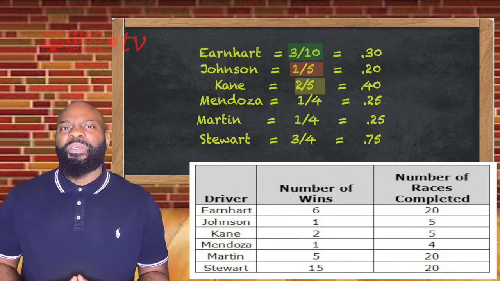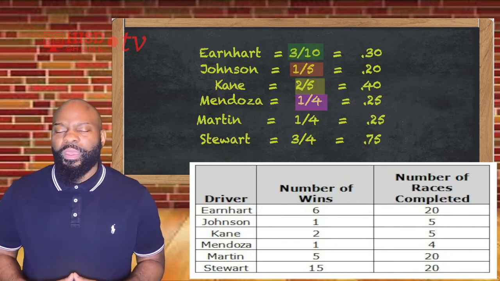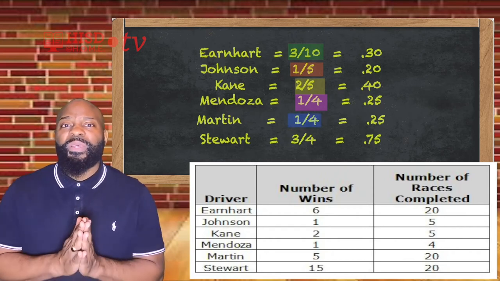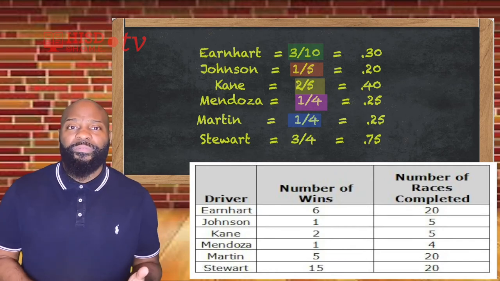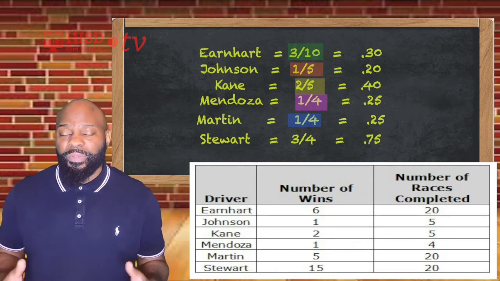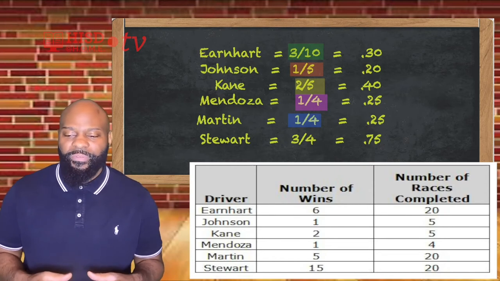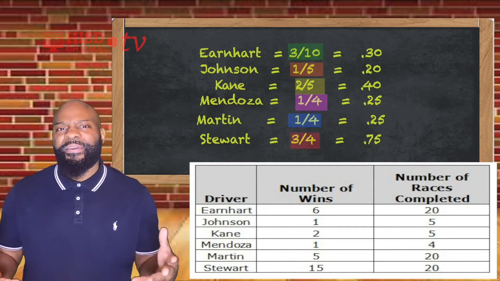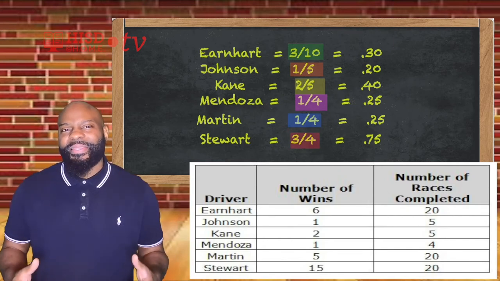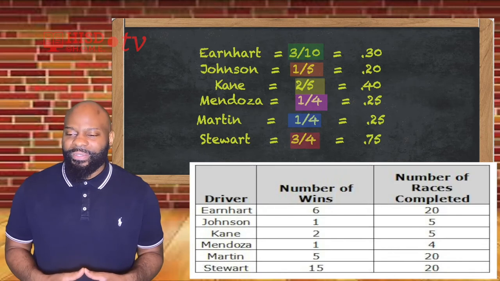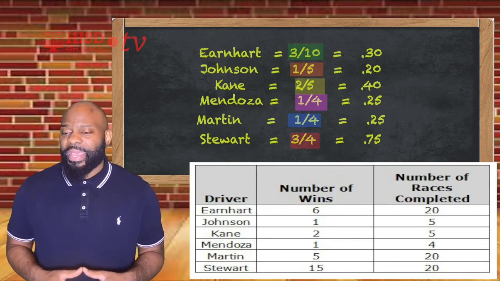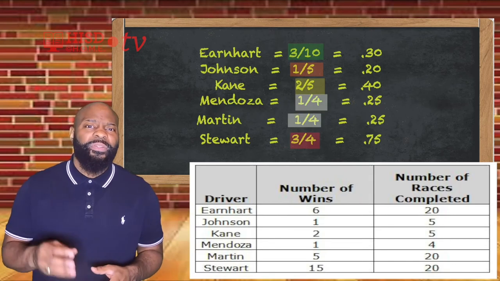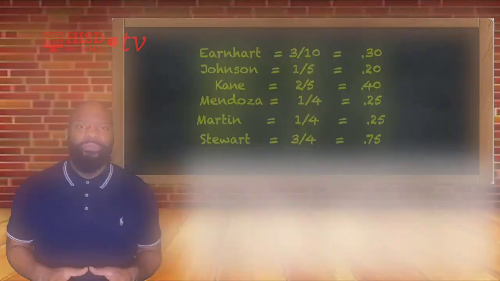Mendoza has a ratio of 1/4, and Martin also has a ratio of 1/4. When you simplify 5 out of 20, you get 1/4, which is also 25%. Okay, so the benchmark fraction for Stewart would be 3/4, which is 75%. Is there anything about this data that you find interesting? I know one thing. I see that both Mendoza and Martin have a 25% winning ratio.